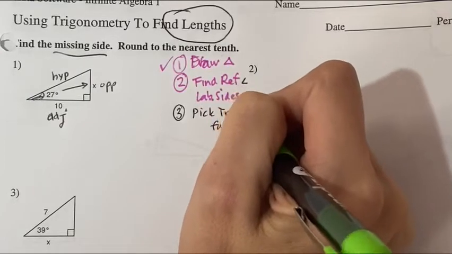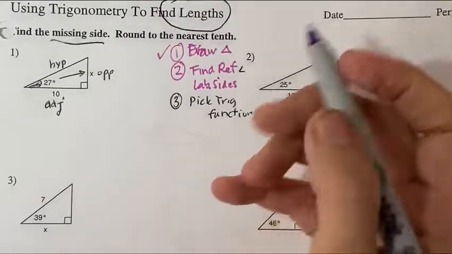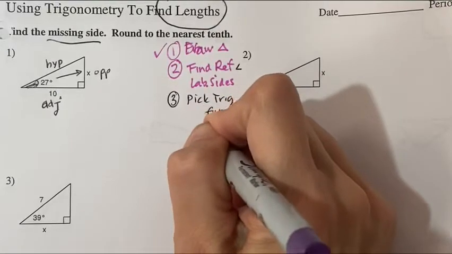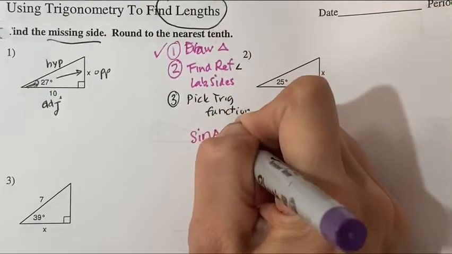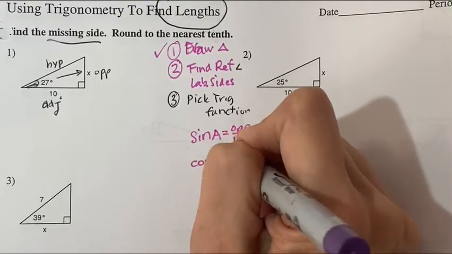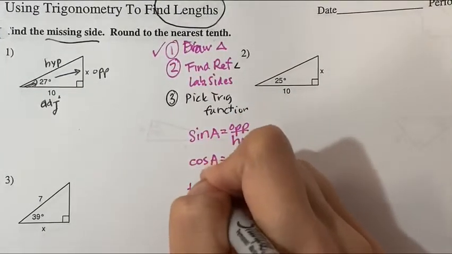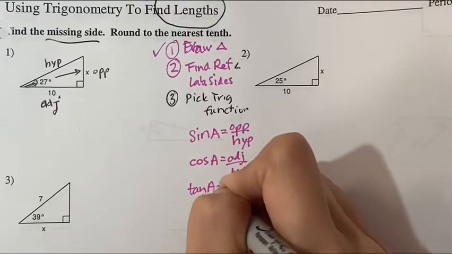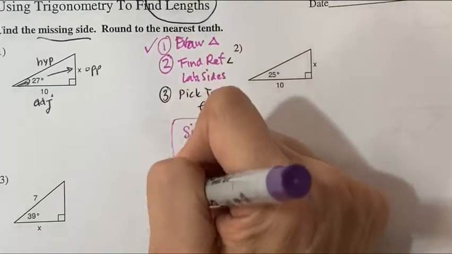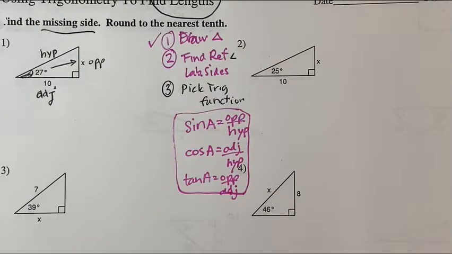Okay, so if I had to pick my trig function, I'm looking at the formulas, and these we don't have them memorized, but if you didn't write them down, the sine of an angle is opposite over hypotenuse. Cosine of an angle is adjacent over hypotenuse, and tangent of an angle is opposite over adjacent. So these are formulas that are provided for us on a formula sheet. Okay, so pick a trig function.